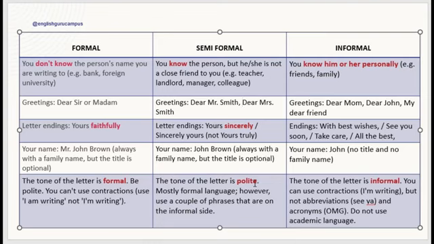The tone of the letter is polite, mostly formal language. However, use a couple of phrases that are on the informal side. I hope it is clear. There are 3 types of letters, and we have to write the letter according to the situation. First of all, we have to find which letter we are going to write, whether it is a formal letter, semi-formal letter, or informal letter.